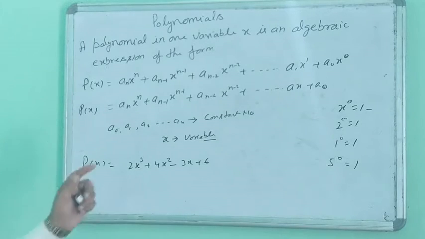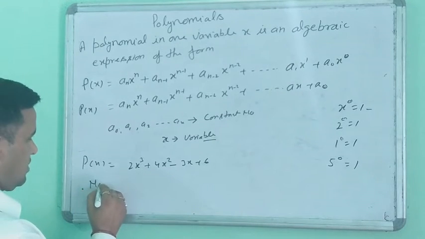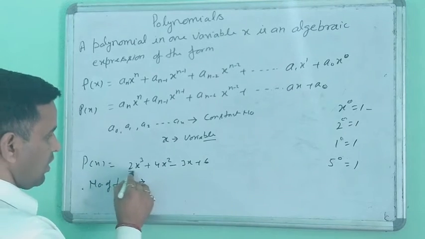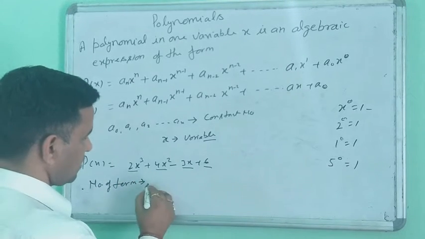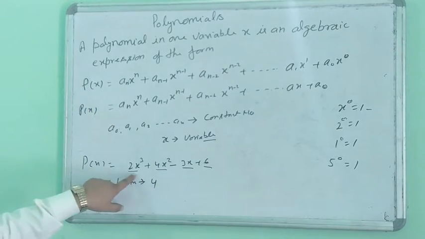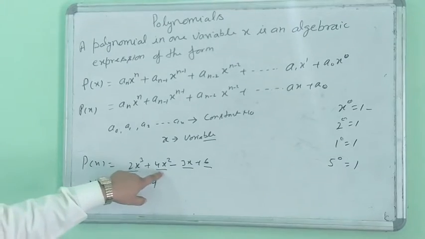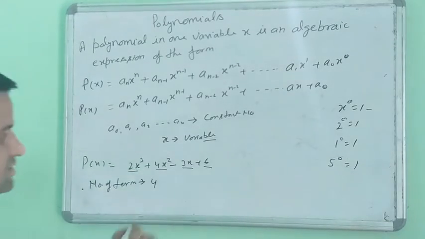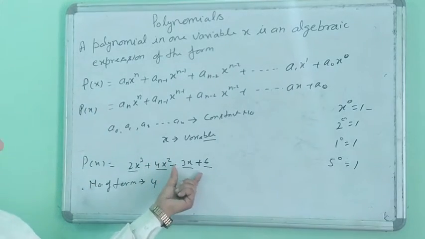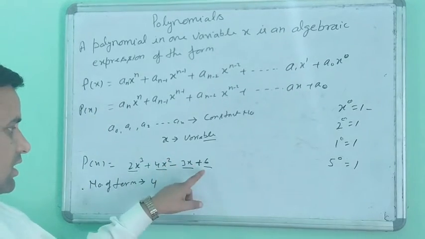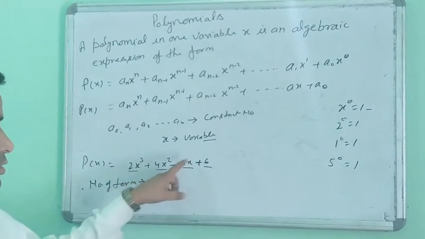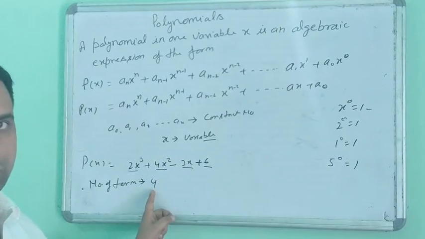So how many terms here? The number of terms. First question, number of terms here: 1, 2, 3 and 4. The number of terms here is 4. Suppose your polynomial is in this form, 2x^3 plus 5x^2 minus 3x plus 6. How many terms does this polynomial have? We count only those separated by the plus or minus sign. First, second, third, fourth. The total number of terms in this question is 4.